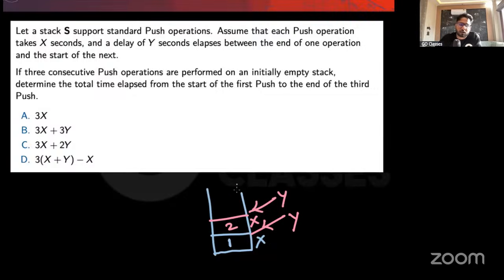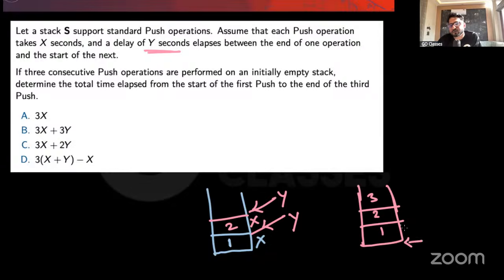In any two operations, whether push or pop, there's an elapsed time of y seconds. If three consecutive push operations are performed on the initial empty stack, determine the total time elapsed from the start of the first push to the end of the third push. So basically, if you are doing three pushes, from the start of the first push to the end of the third push, what is the total time?